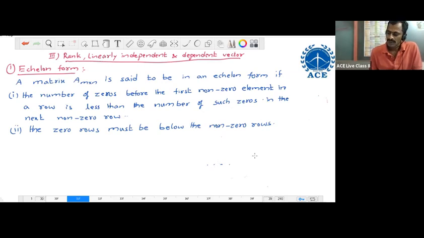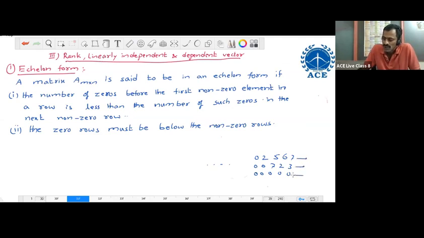For example, 0, 2, 5, 6, 7, it is one row. 0, 0, 7, 2, 3, it is one row. Let us suppose 3 rows are like this only. The first row is a non-zero row, second row is a non-zero row, third row is zero row, because in third row all the elements are zeros only. If we have a zero row, it should be placed below the non-zero rows. It is a condition. Or the zero row must be last row of the matrix.